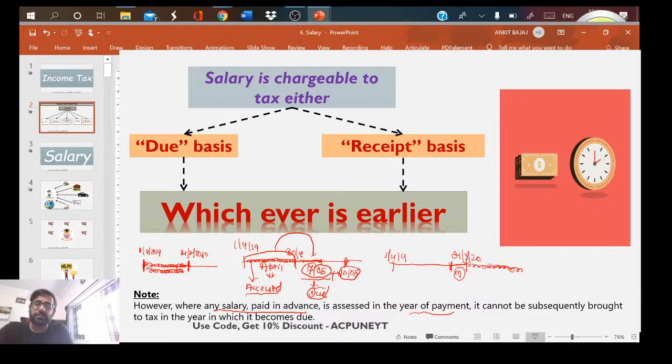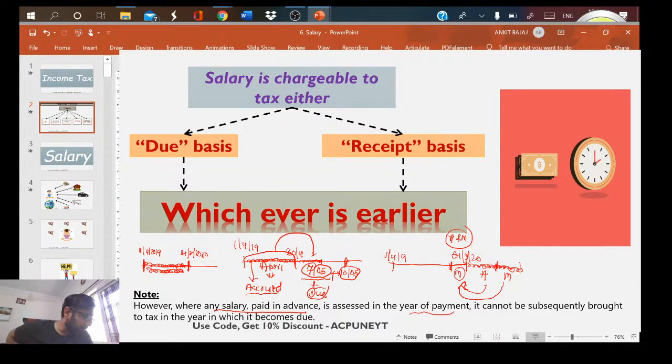What he has said to me, no problem. What I will do, I will give advance of April and May salary to you. So he gave me the advance of April and May salary in March month itself. Is it clear? So in March month, I have to pay tax for April and May month salary. This is how we have to calculate the taxability.